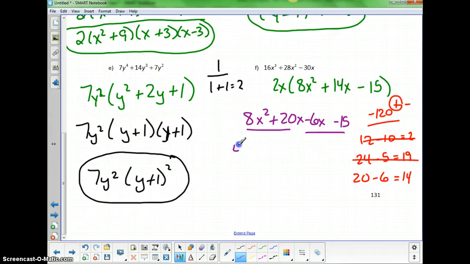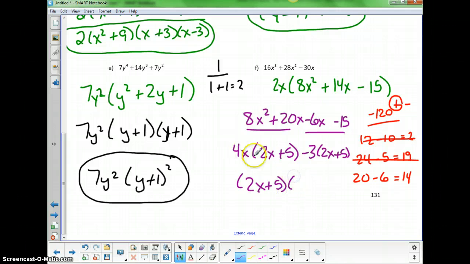We can divide these both by 4x. 8 divided by 4 is 2x. 20x divided by 4 is 5. Minus 3 can be divided into both of those. It's going to leave us with 2x plus 5. Negative 15 divided by negative 3 is positive 5. So they have a 2x plus 5 in common. It's going to leave us with 4x minus 3. And don't forget this 2x right here has to come out in front for our final answer.